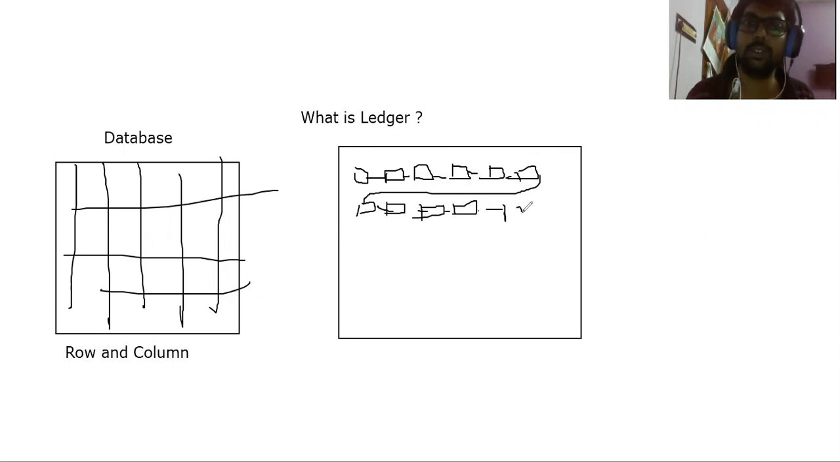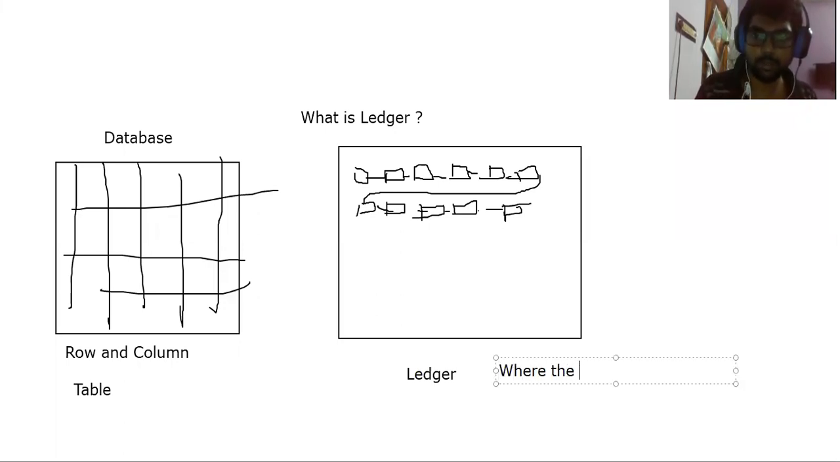Whereas in a database we call this a table, in blockchain we call it a ledger. Ledger is where the blocks are stored.